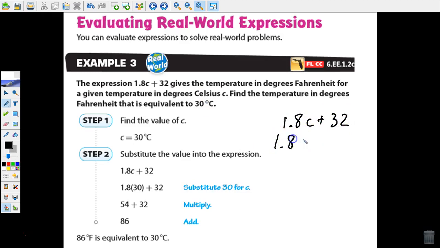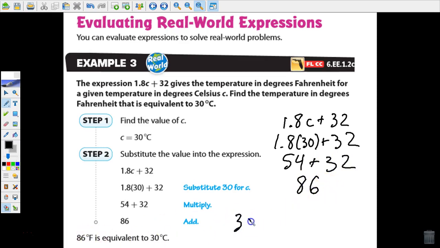So I plug it in, 1.8 times 30 plus 32. So they tell me 1.8 times 30. I could work that out, or I could just do it right here. They say it's 54 plus 32, and that equals 86. So if it's 30 degrees Celsius, that equals 86 degrees Fahrenheit. This is a real expression to change the degrees from Celsius to Fahrenheit. Okay?